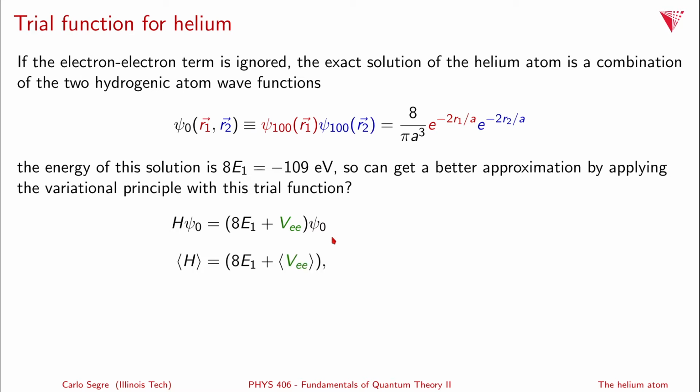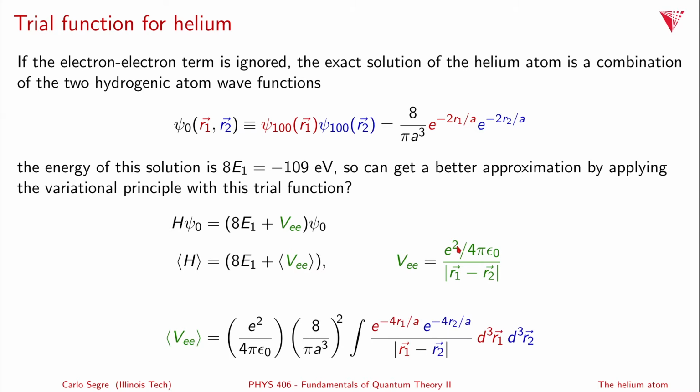Well, when we close the bracket with psi 0, we get the expectation value of H. The Hamiltonian is 8E1, that's just the expectation value of the first part, plus the expectation value of V sub EE. And this is what we have to calculate, where V sub EE is just e squared over 4 pi epsilon naught divided by the absolute value of r1 minus r2. And this is going to be a rather complicated integral.